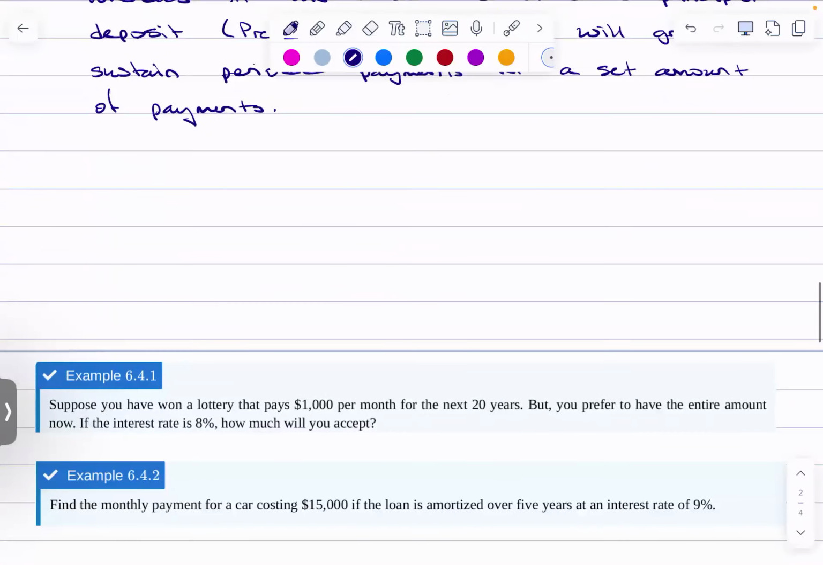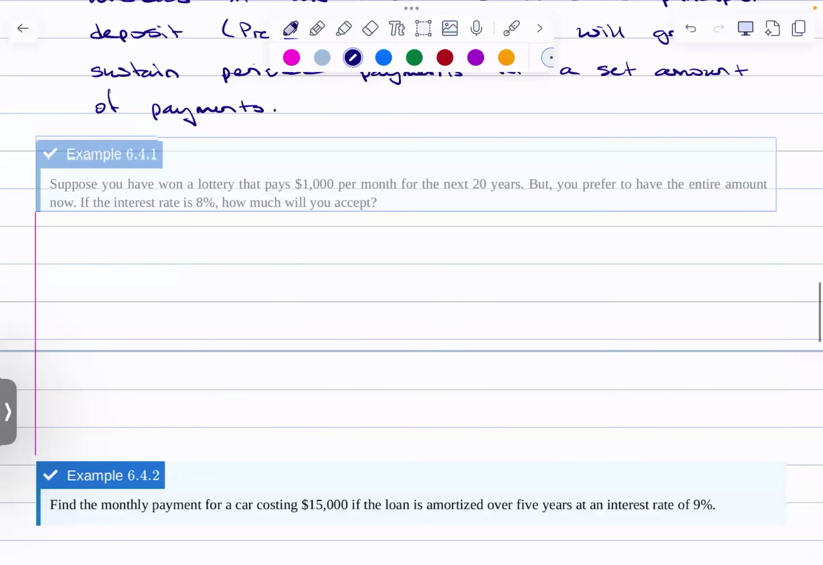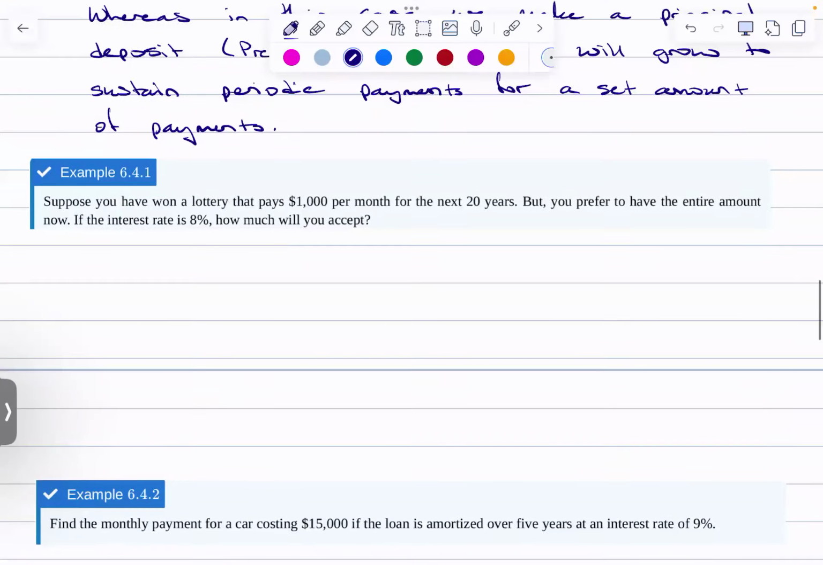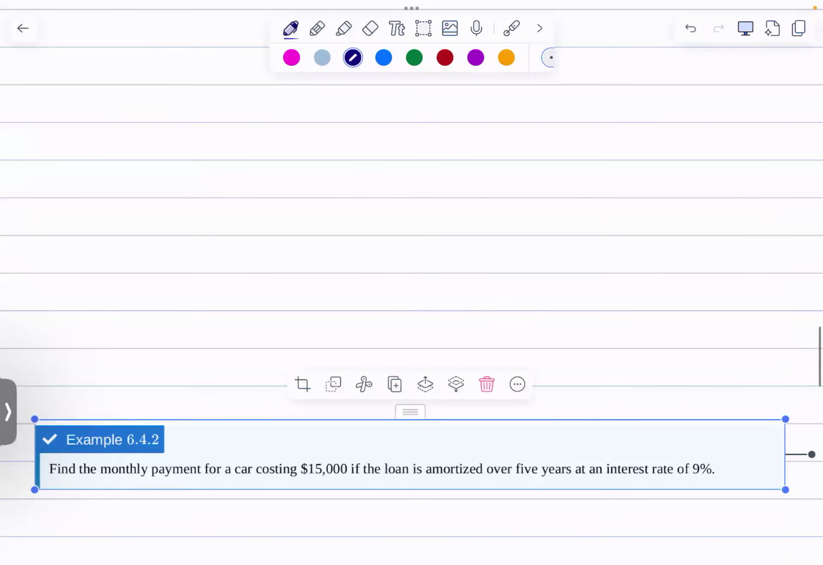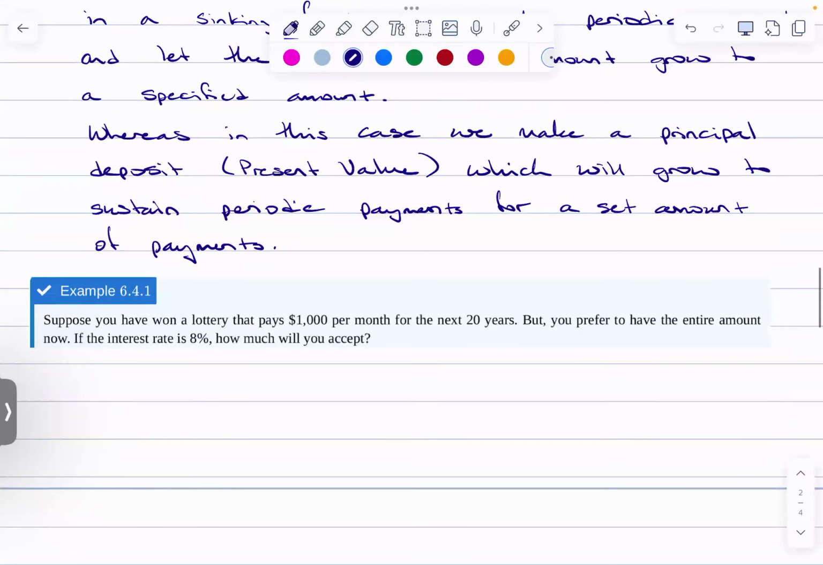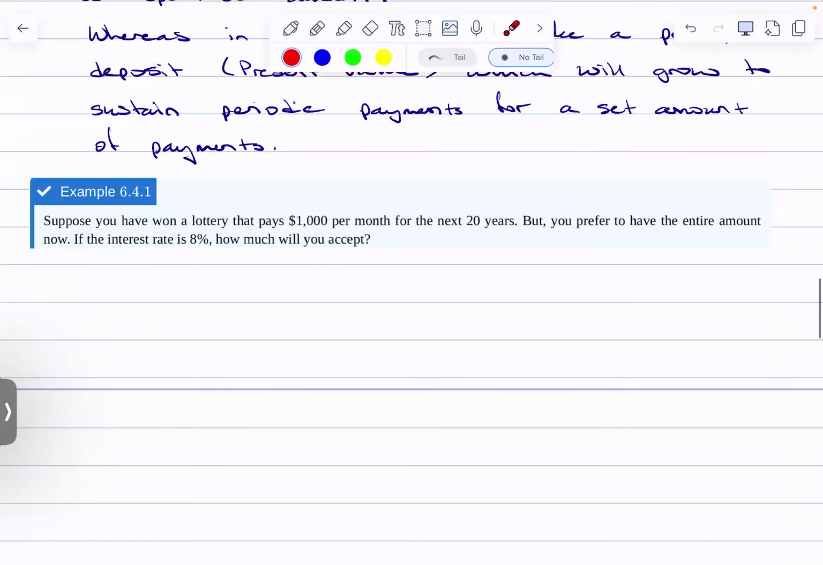And let's do this classic example. What do you choose? It's impossible to know. Well, no, it's not actually. We're going to know how to figure out which one we would choose. So suppose you've won a lottery that pays $1,000 per month for the next 20 years.